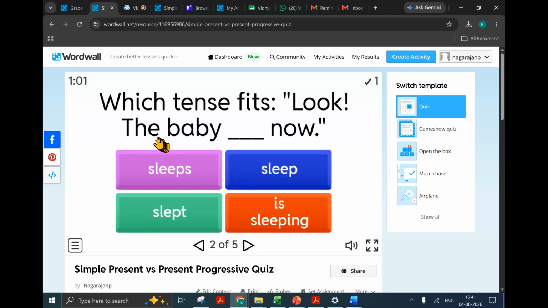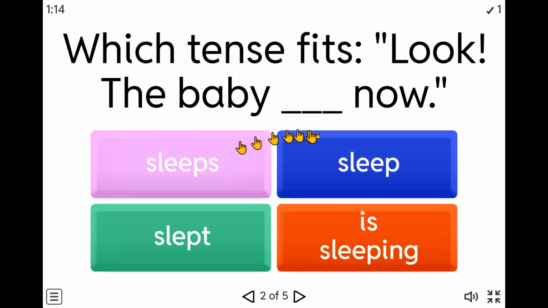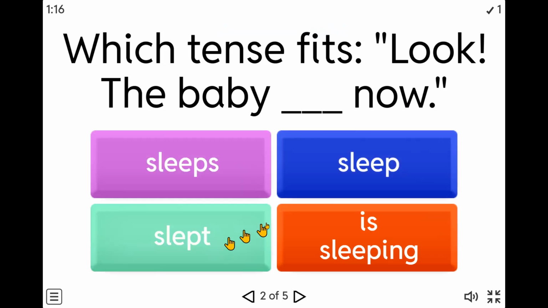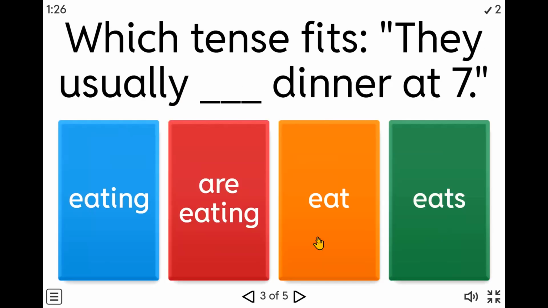Look, the baby dash now. Now ane word ragane, it indicates that it is present progressive. Ippudu jarugutu undi. Then you will tell sleeps, sleep, slept, is sleeping. The baby is sleeping now. Ippudu jarugutundi adi action. Now the baby is sleeping now.